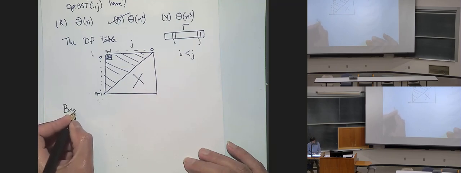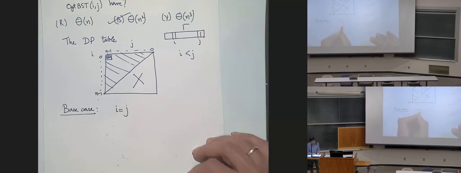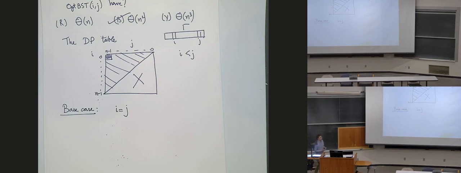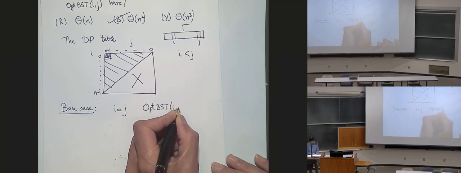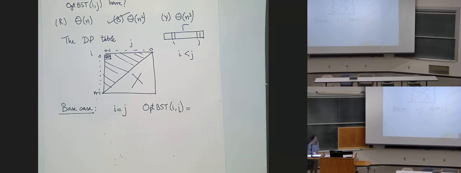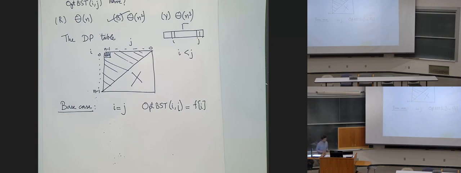So what is the base case? When i is equal to j, what is this value? Yeah? It's just f of i, right? You have one element. What is the optimal binary search tree for one element? It's just that element. What is the search time? It's the number of times you have to look that thing up. Total search time. It's just going to be f of i. Yeah, so far so good?